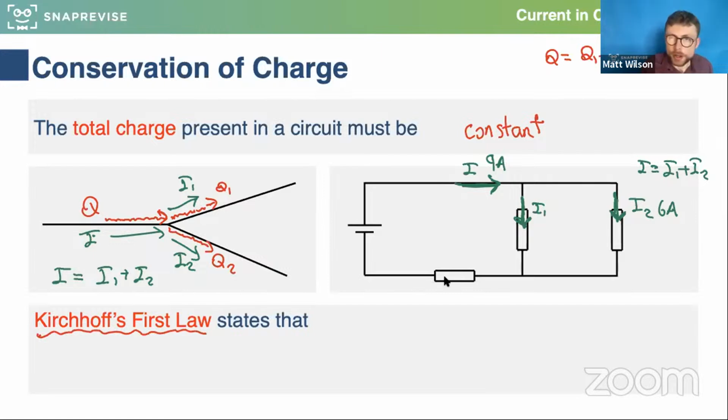No worries. Okay, so we have 9 amps going in. We have 6 amps coming off over here. Conservation of charge says the other 3 must be going here.